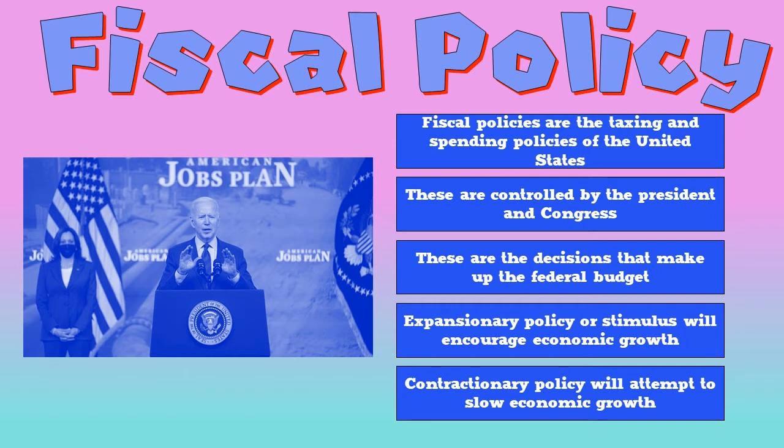On the other hand, we'll have contractionary policy. Contractionary policy will be used when it's time to slow economic growth. So if the government thinks the economy is growing too fast, they may try to slow it down through different ways of taxing and spending policy.